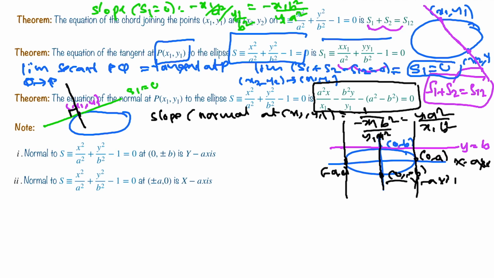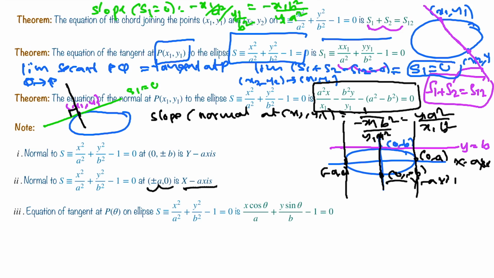Okay, fine. So the normal to the ellipse x square by a square plus y square by b square minus 1 equal 0 at plus or minus a comma 0 is the x axis. Next, the equation of the tangent at a point p of theta in parametric form. If the point is given in parametric form, a cos theta comma b sin theta, that is your x1, y1: x1 equal to a cos theta, y1 equal to b sin theta. Then the tangent to this ellipse at p of theta will be x cos theta by a plus y sin theta by b minus 1 equal 0.